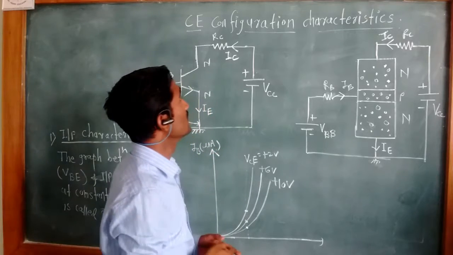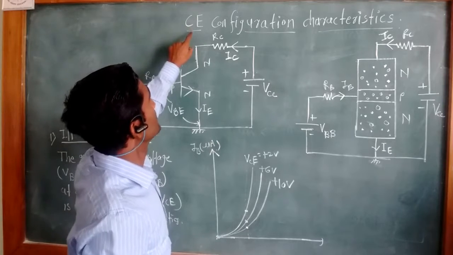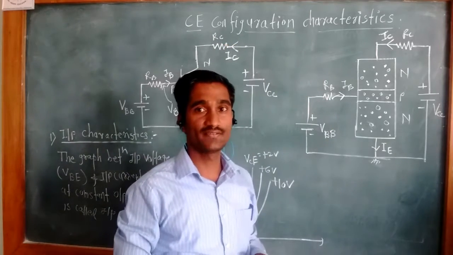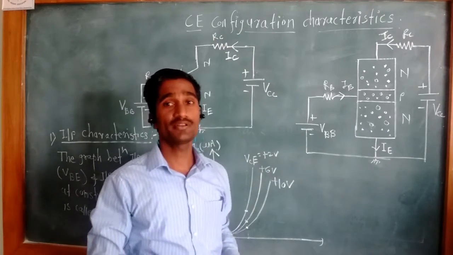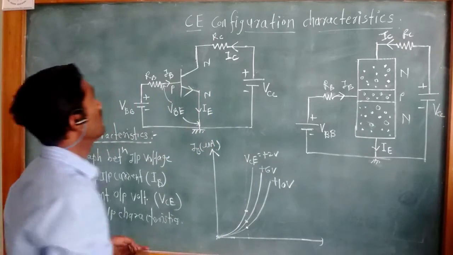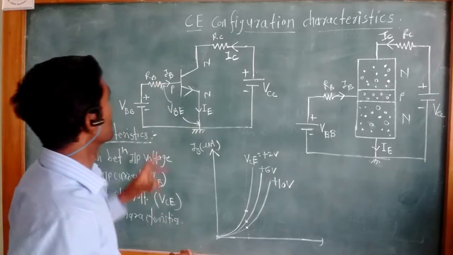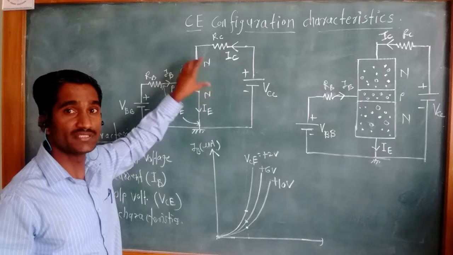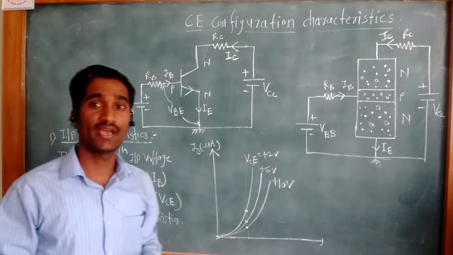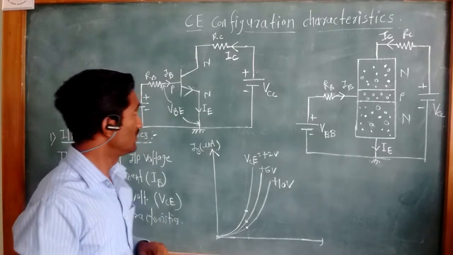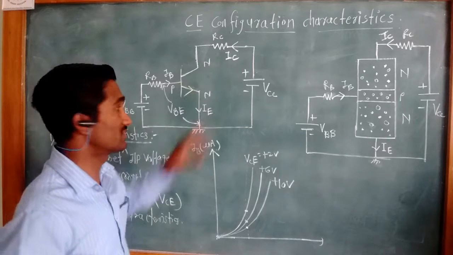In this lecture we are starting the point that is CE configuration characteristics, that is common emitter characteristics of a transistor. And in this lecture we will learn the circuit diagram of the CE configuration of a transistor and its input and output characteristics. So first, let us discuss the circuit diagram for the CE configuration.